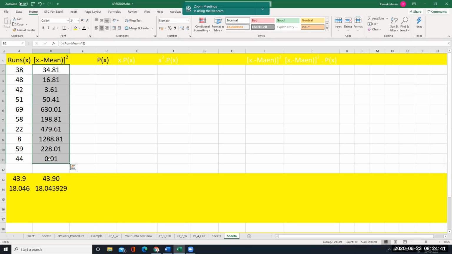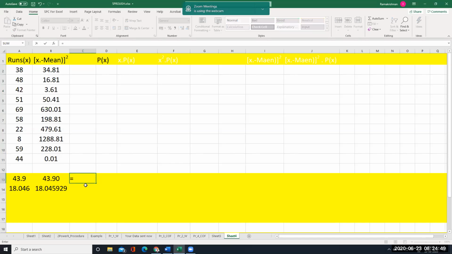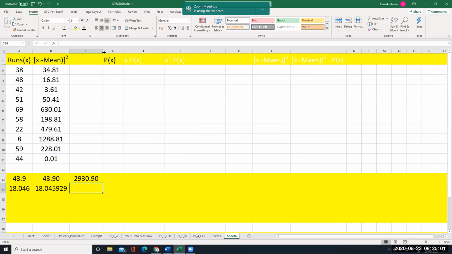Then I'm adding all these values, X minus mean whole square. I'm going to sum it up, equal to the sum of these values. This is also another way. Now all I have to do is divide by n minus 1 and take the square root.